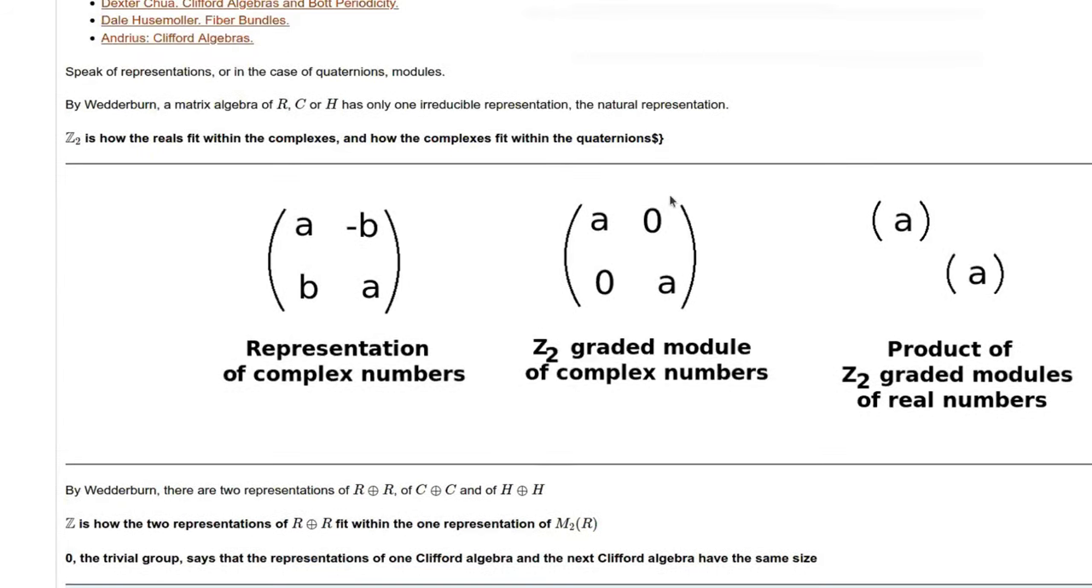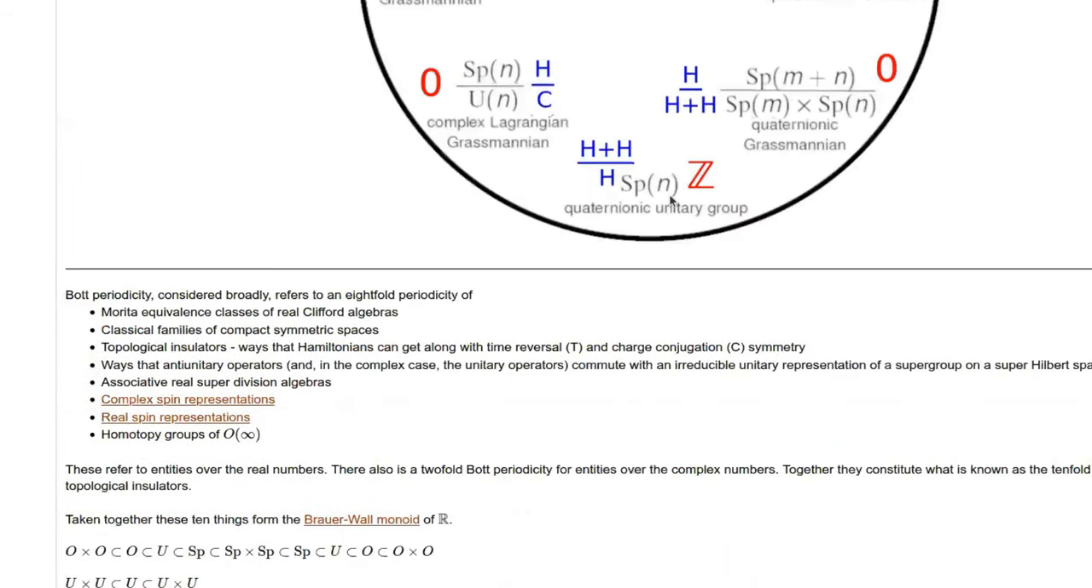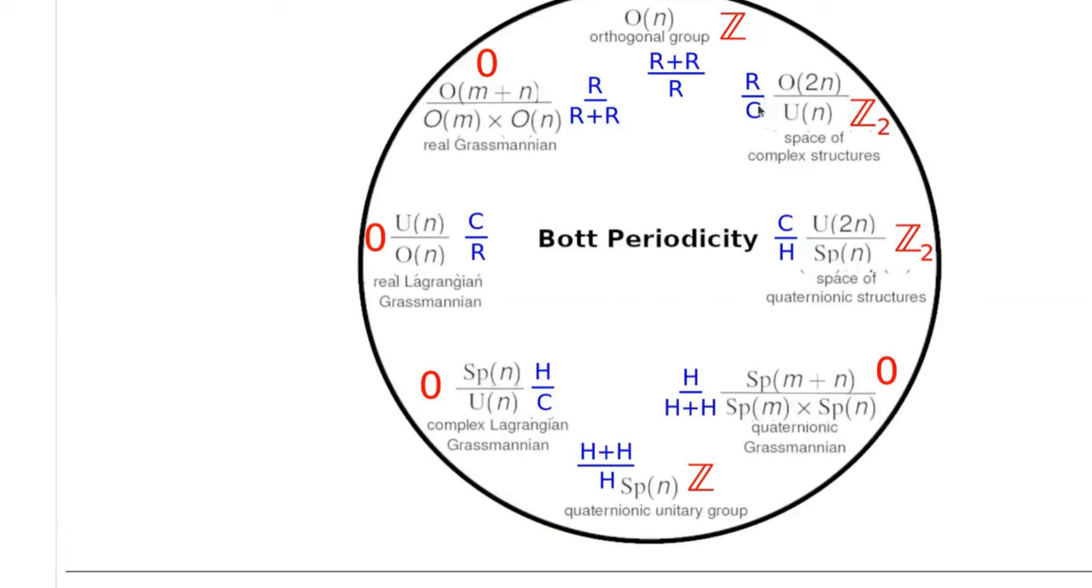And so this is the pattern back here, going around this clock. So the pattern would be like complexes compared to the reals will have this Z2. Okay. And the quaternions compared to the complexes will have Z2. Okay. Now, if you have H plus H compared to H, I think that's using the same size matrices. Okay. And somehow this gives you 0.